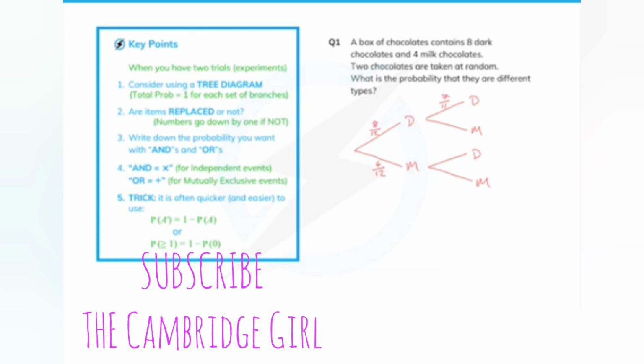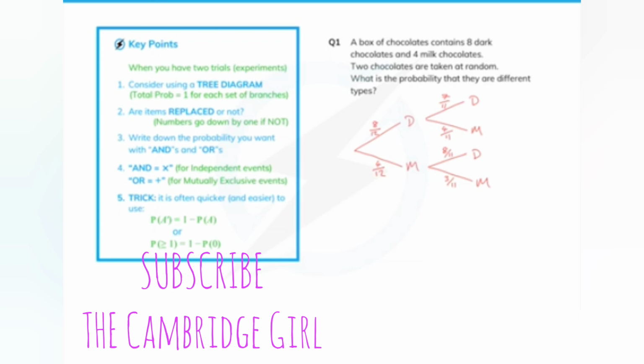Now, what about milk chocolates? Well, there are still 4 milk chocolates left and 11 chocolates in total. And again, check that those two add up to 1. For the second set of branches, there are 8 dark chocolates left, but only 11 chocolates in total. And now there are only 3 milk chocolates left if I've taken one out, and 11 in total. And again, the numbers are going down by 1.